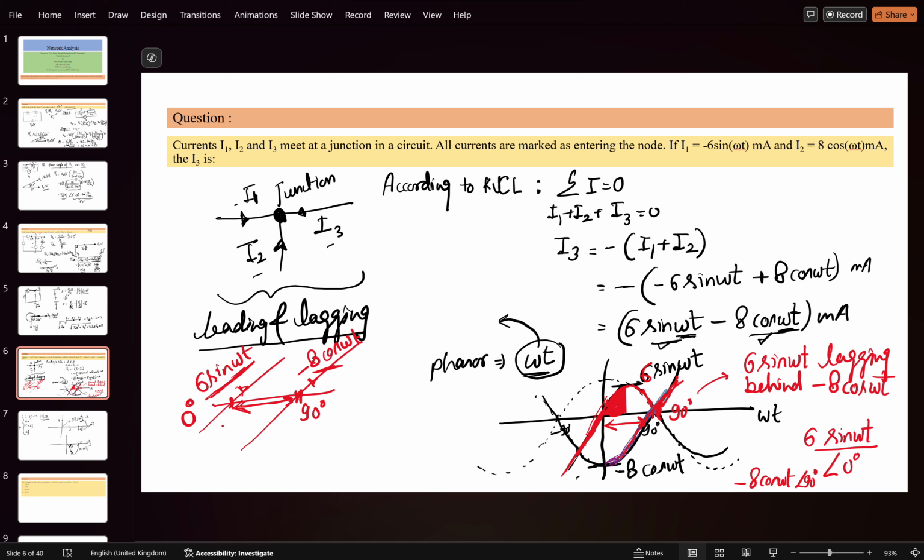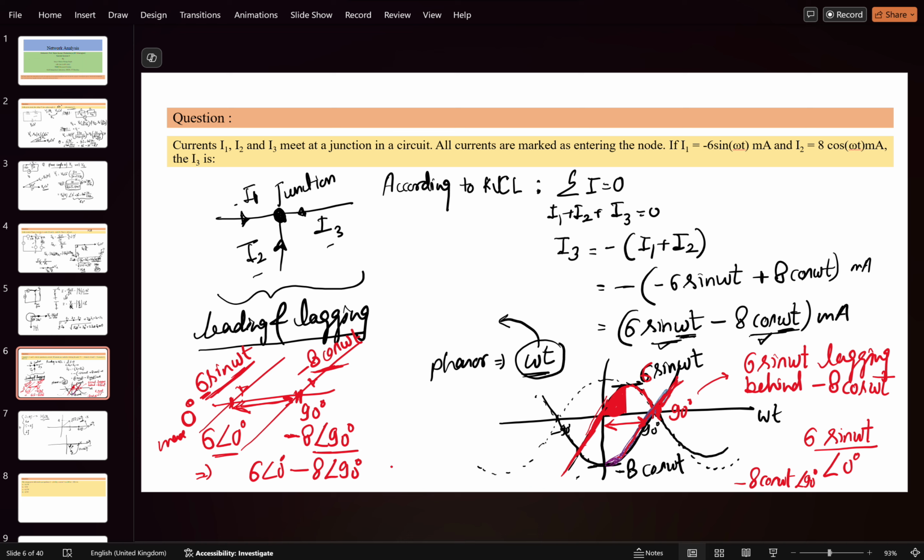Okay. So how to represent this in the phasor term? Take the magnitude. Take the magnitude at 6. I am taking maximum values basically. This is the maximum value. So 6 angle 0 degree. So what about this? Minus 8 means cos omega t. It will be equal to minus 8. Minus 8 we have already taken. Minus 8 angle of 90 degree. Okay. You can directly add these two. 6 angle 0 degree minus 8 angle 90 degree.